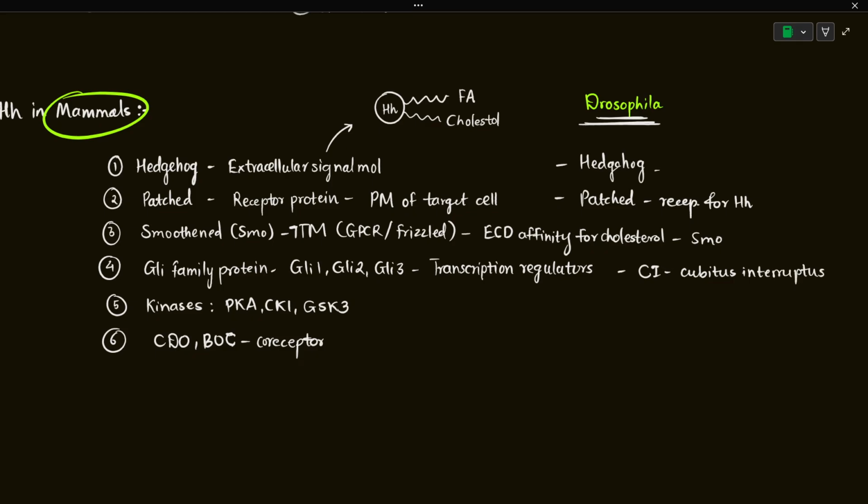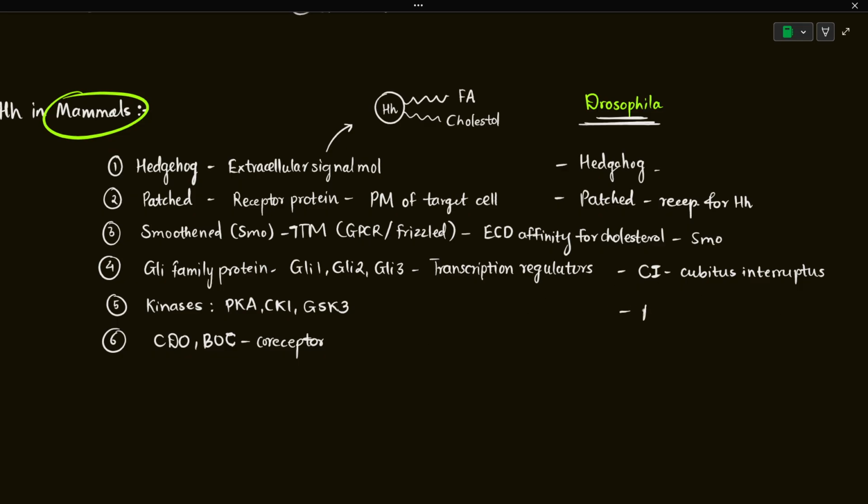CI. Have you heard about CI yet? If you don't remember, go back to the epigenetic series. You can clearly remember CI. So the CI is a transcription regulator which is going to regulate the transcription of hedgehog responsive genes in the Drosophila. In the mammals, this job is done by GLI proteins, GLI1, GLI2, GLI3. So here you can see the difference between Drosophila and mammalian hedgehog signaling.